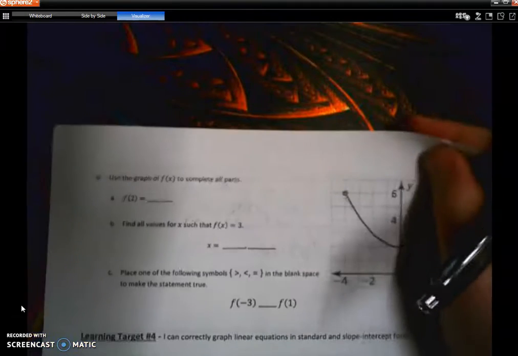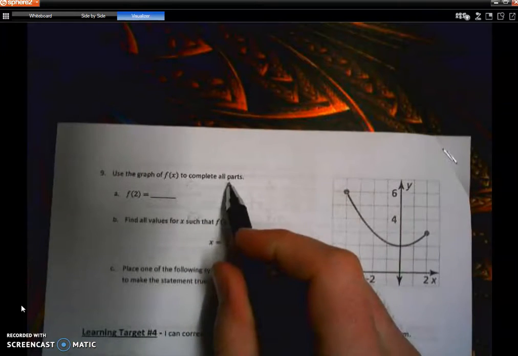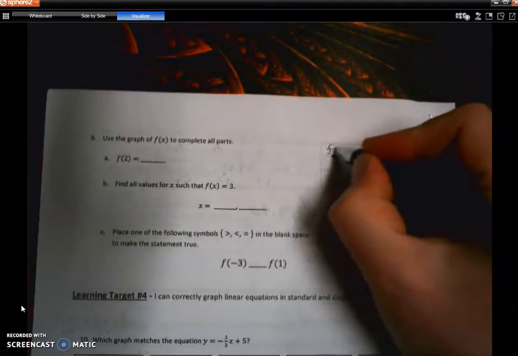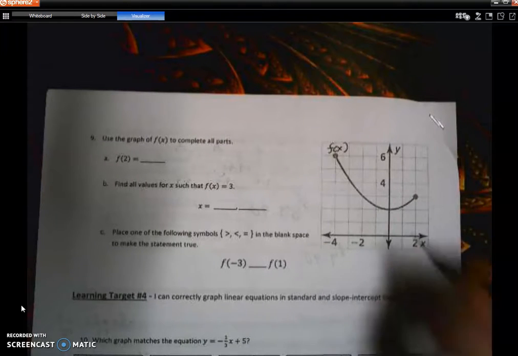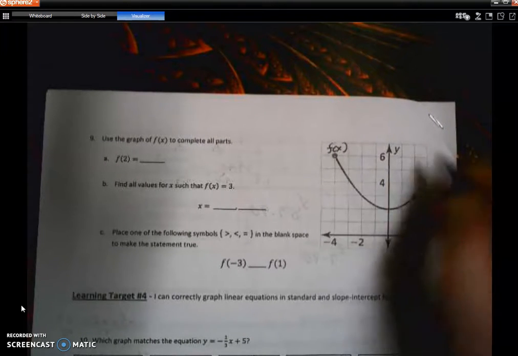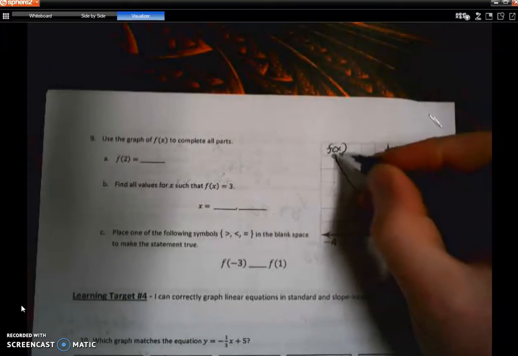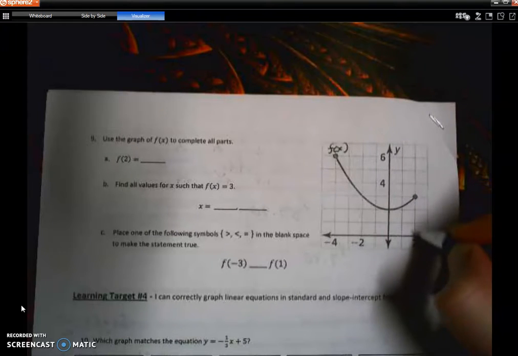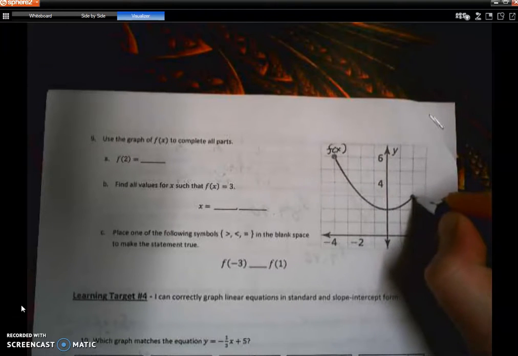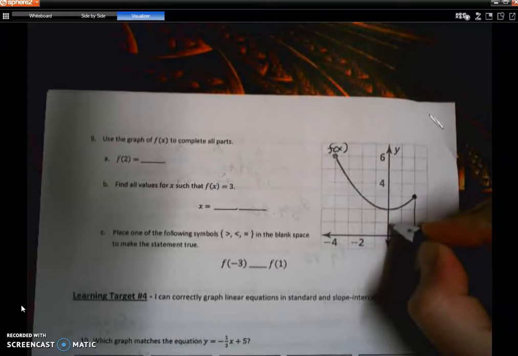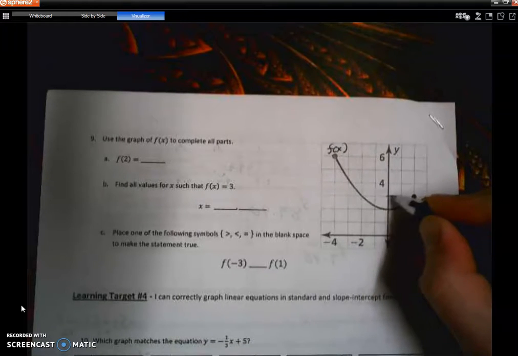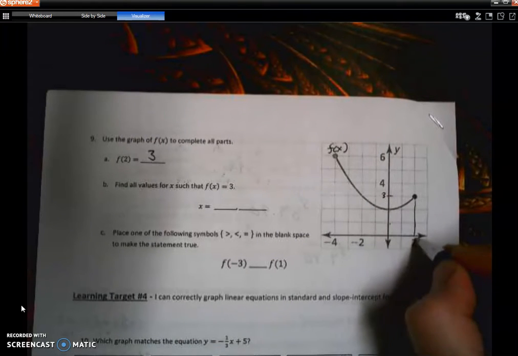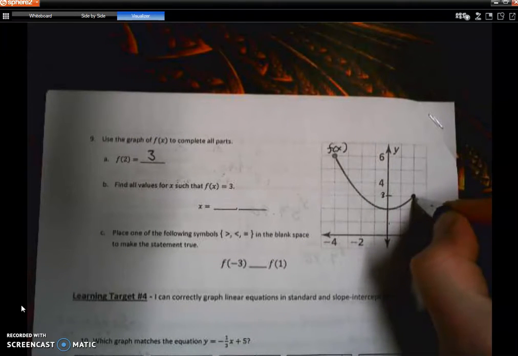Okay, so use the function f of x to complete all parts. So here's the function right here. So this is f of x, right? That's what the function is. What is f of 2? So f of 2, where x equals 2. So x equals 2 right here, and if I go up, it hits right there at 1, 2, 3. So this is 3. So f of 2 equals 3, because that means if I plug in a 2, I get out a 3.